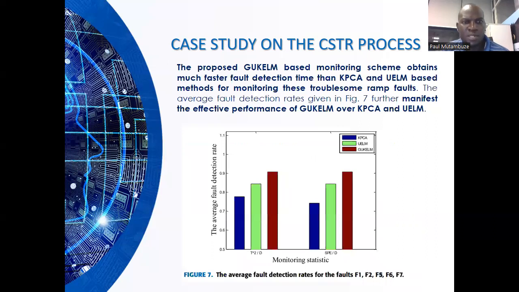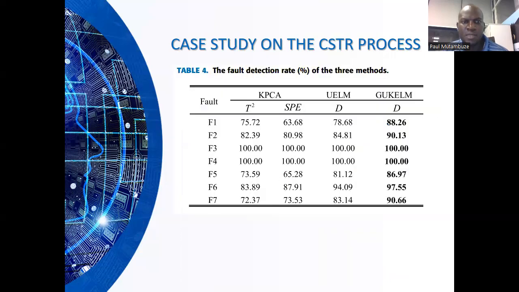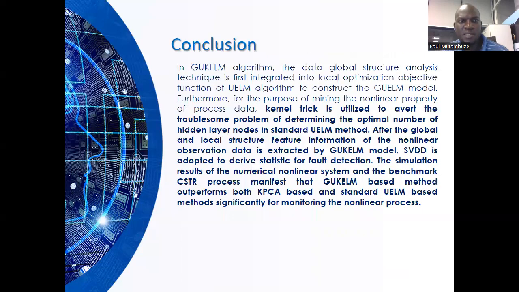So the proposed GUELM-based monitoring scheme obtains a much faster fault detection time for these faults, and based on the methods, these troublesome ramps, the average fault detection rates further manifest the effectiveness of the model that has been suggested in this paper, like you can see here, and also for this one here. Yes. The fault detection percentage for the three models, this one and this one, shows that the GUELM has a much better performance than all of them.